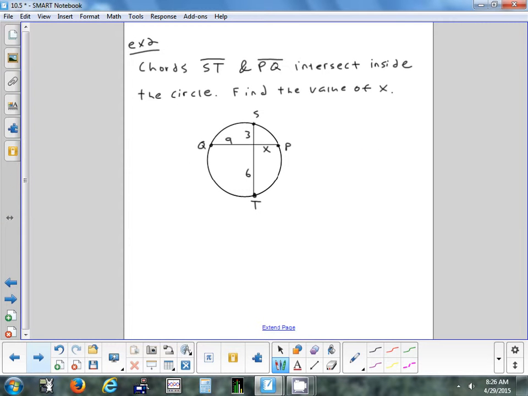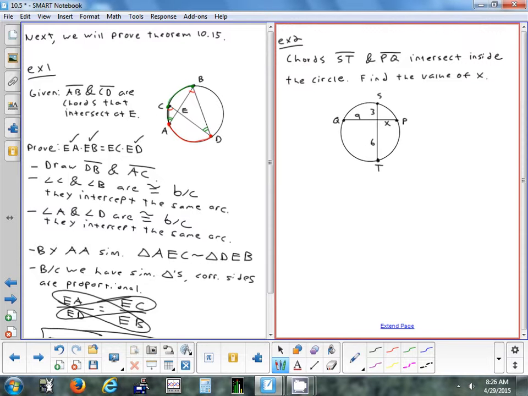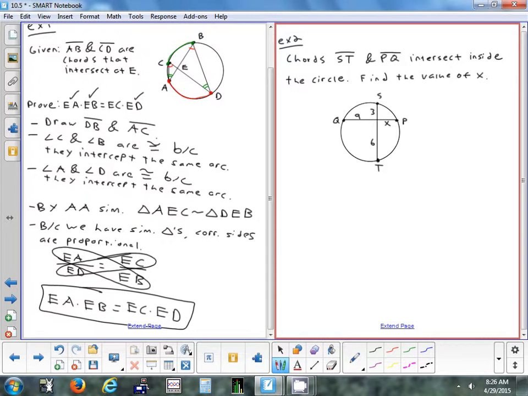All right, so let's use that to figure out the answer for x here. I'm telling you that ST and PQ are chords, giving you 3 out of 4 of the segment lengths. I'd like you to find the 4th segment length.